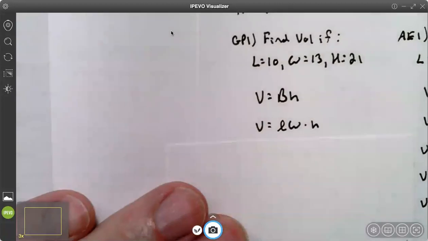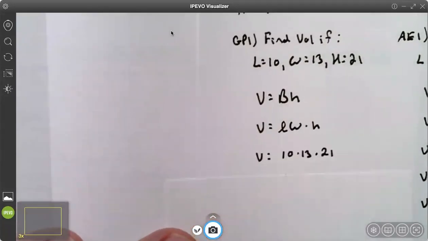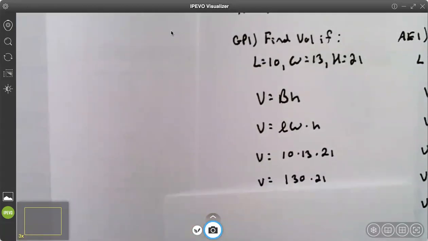You could just put all 3 in a calculator, but I do want you to understand that length times width gives you the base. I chose to use 10 and 13 as my base. On rectangular prisms, it really doesn't matter, but when we get into other kinds of prisms, we'll start seeing the difference. Either way, when you multiply the 3 numbers together, you get 2,730 cubic feet.